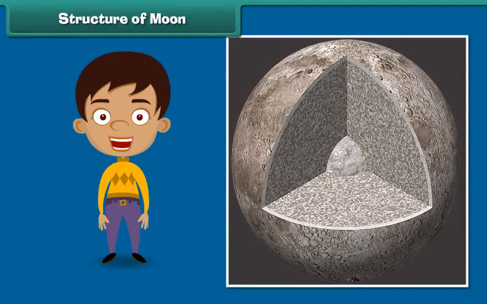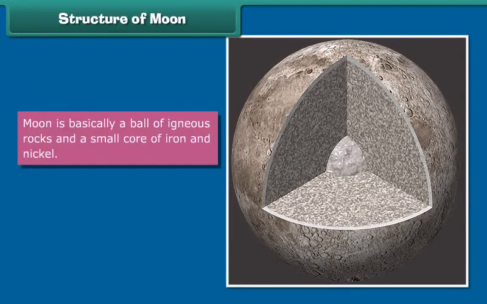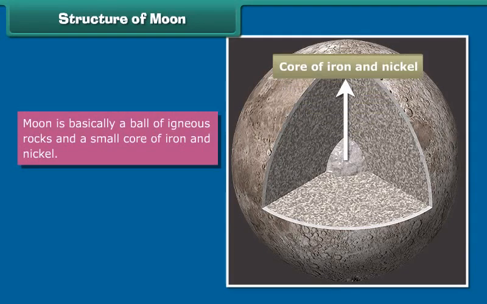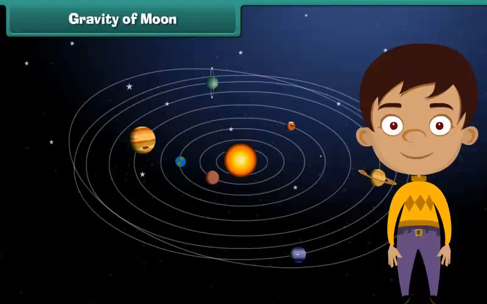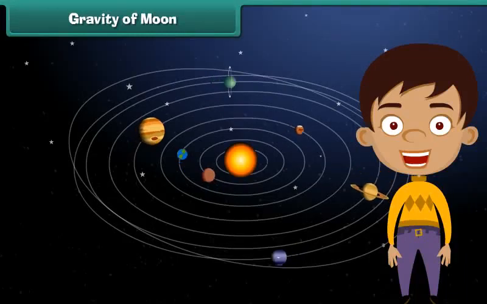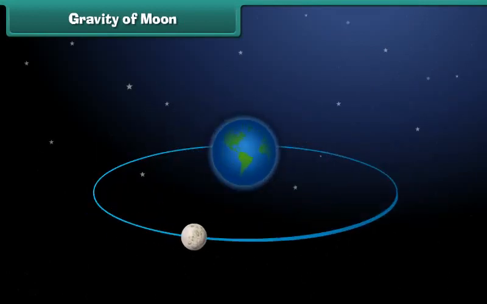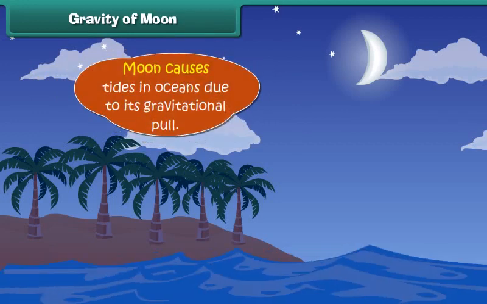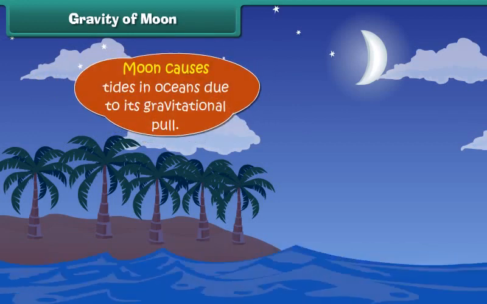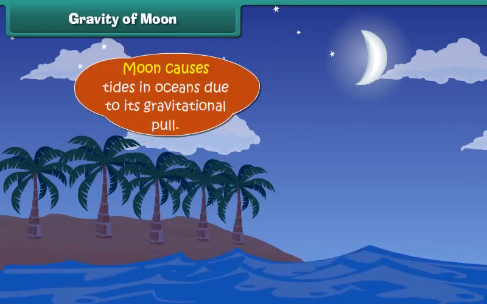Hey, have a look on the interior of the moon. Moon is basically a ball of igneous rocks and a small core of iron and nickel, and there is a rocky crust consisting of aluminium and calcium. You can find big moons in our solar system, but our moon is the biggest compared to the size of Earth, and it is large enough to cause tides in oceans due to its gravitational pull.